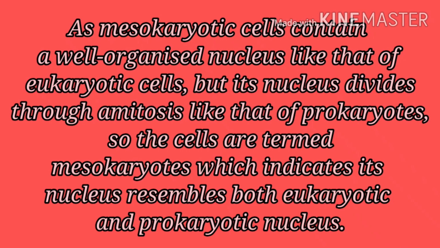Okay, look at the slide. These are the main points regarding the mesokaryotic cell. A mesokaryotic cell contains a well-organized nucleus like that of a eukaryotic cell, but its nucleus divides through amitosis like that of prokaryotes. So the cells are termed mesokaryotes, which indicates its nucleus resembles both the eukaryotic and prokaryotic nucleus.